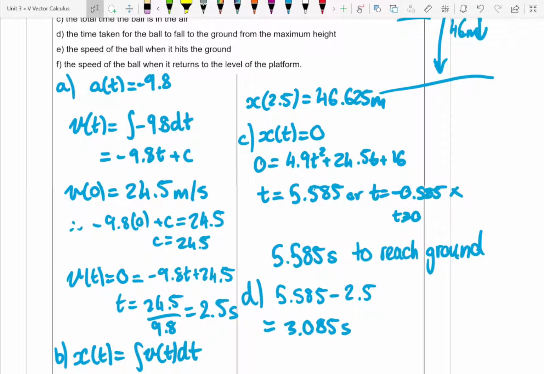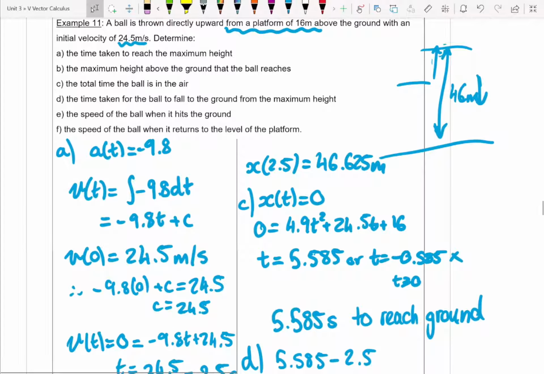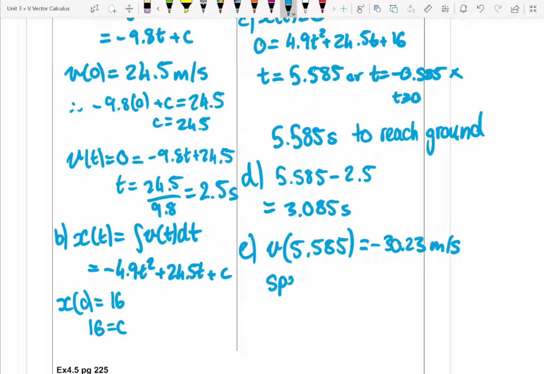Part E is asking us to find the speed of the ball when it hits the ground. So that is going to be v of 5.585. So you can see once you've developed all of these equations, the rest of the questions end up being just a substitution. So that's negative 9.8 times 5.585. Anyways, that's going to give us negative 30.23. But that negative sign is indicating the direction, right? It's falling down into the ground. So our speed is equal to the magnitude of velocity, which is positive 30.23.